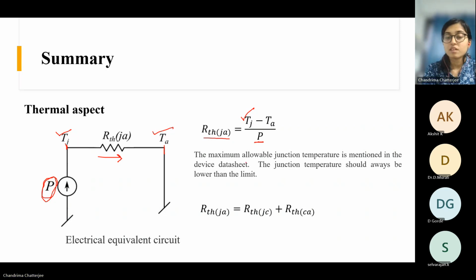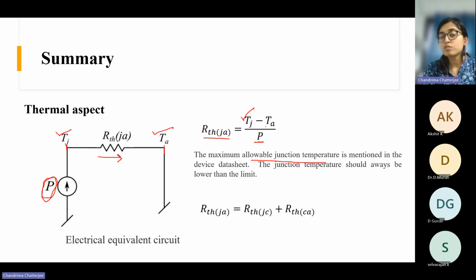Okay. Now, in the data sheet, you will find that they specify the maximum allowable junction temperature. If you know the maximum allowable junction temperature, then you know Tj. Tj is known.